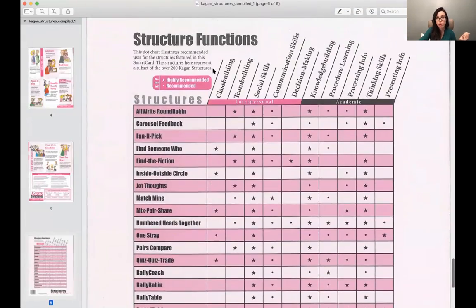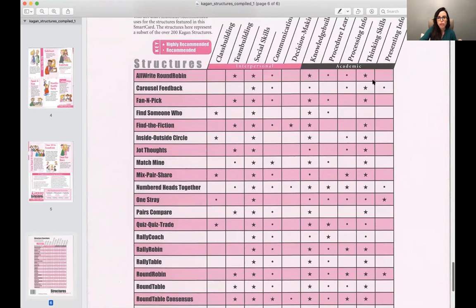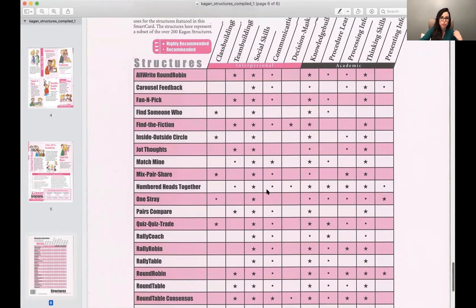And what I like about it is that it even divides them into categories. So are you trying to build classroom morale or team building or social skills or decision making? Obviously, it talks about whether it's an academic task or an interpersonal task, but most of them are going to be both, I would most likely say. Okay, so keep that one in mind. Oh, I did want to show you this too, because I'm also going to put this in for you to download.